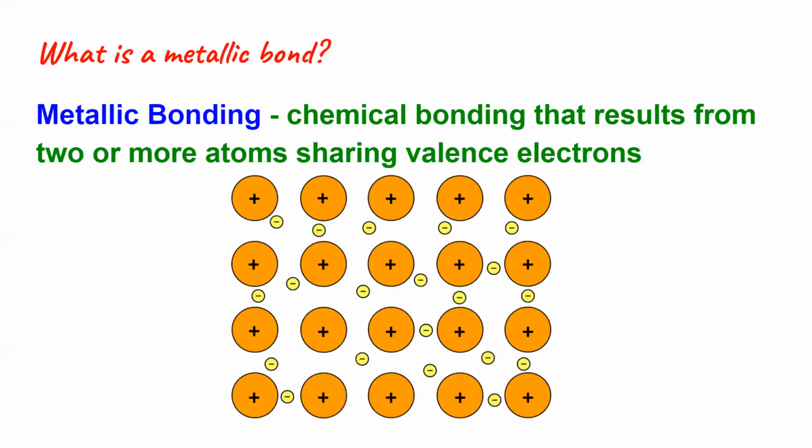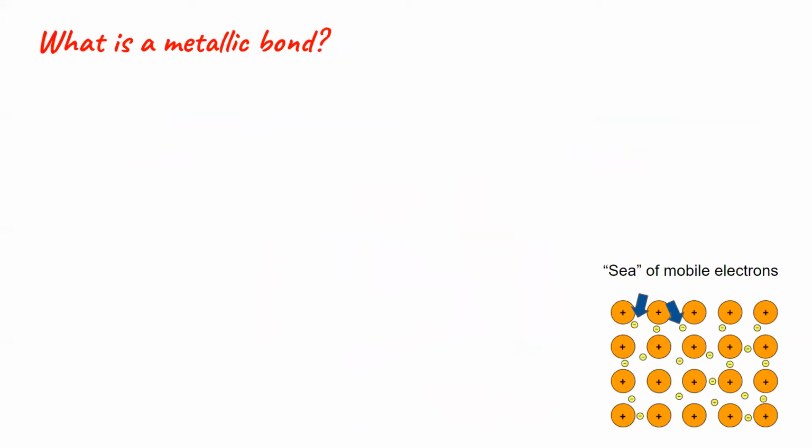It says metallic bonding is chemical bonding that results from two or more atoms sharing valence electrons. And in this case, those valence electrons are free to move from one atom to another. This accounts for many of the properties that we observe with metallic bonding. So let's take a deeper look into what exactly a metallic bond is.